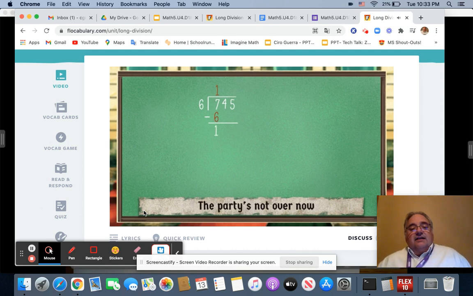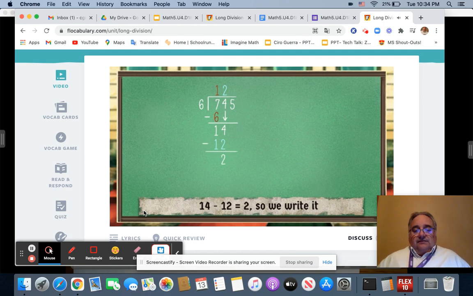The party's not over now. I need to bring the next digit down. I bring the 4 down the side. I see 14. And now's the time to repeat these steps again, my king. You get it? I think I'm following. 6 into 14 is 2 times, then 2 times 6 is 12. Oh my. 14 minus 12 is 2, so we write it and bring down the 5.